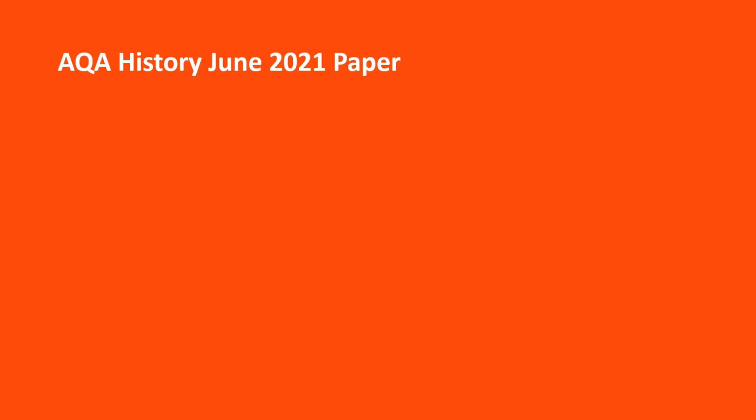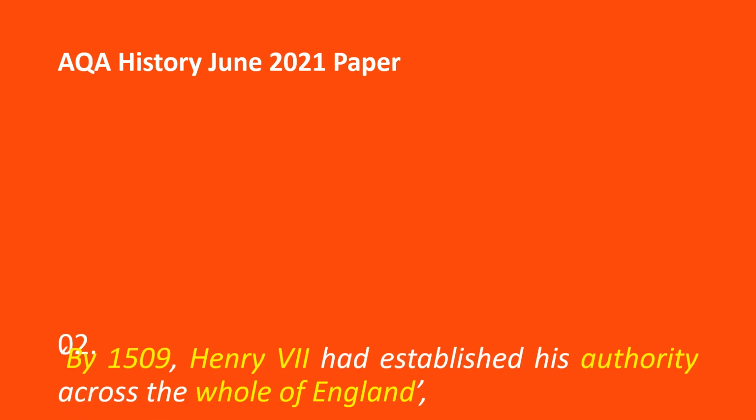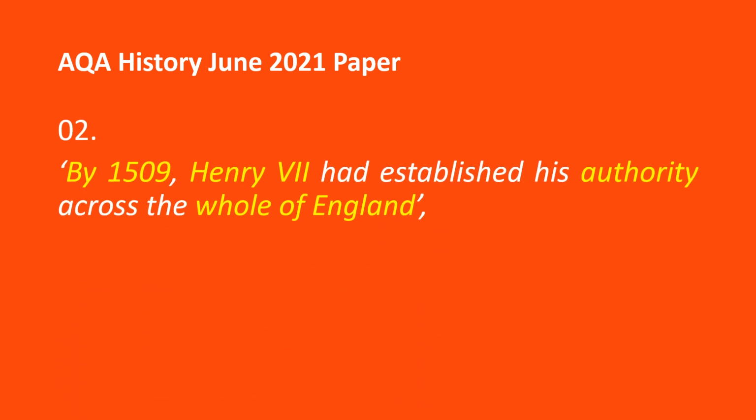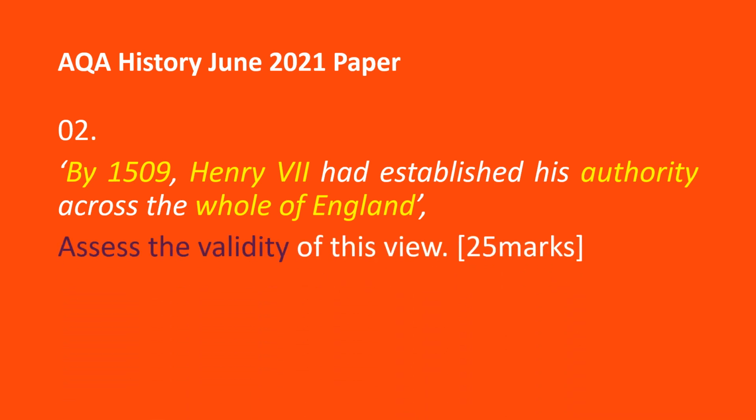So, in the AQA History June 2021 paper, the first essay question was, by 1509, Henry VII had established his authority across the whole of England. So the subject matter is that by the end of his reign, when he died in 1509, Henry had established his authority across the whole country. And the process words require you to assess the validity of this view using the skills identified in terms of critical analysis and evaluation that we have been discussing in this tutorial.